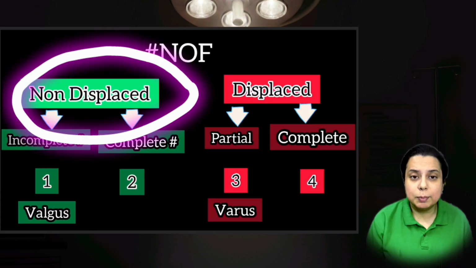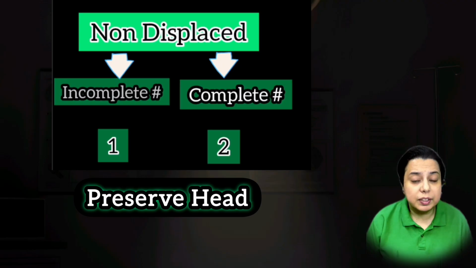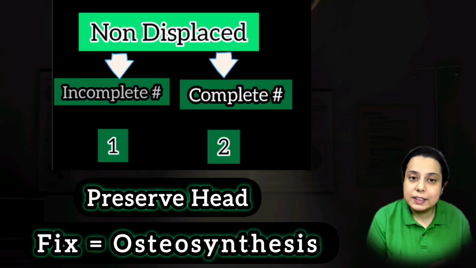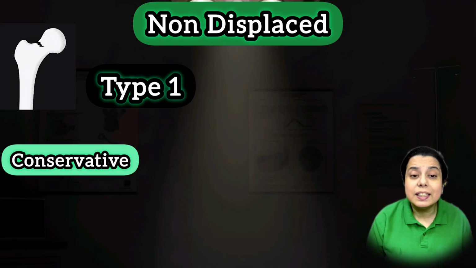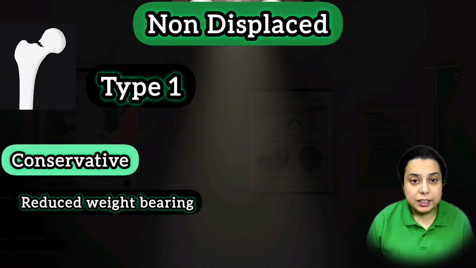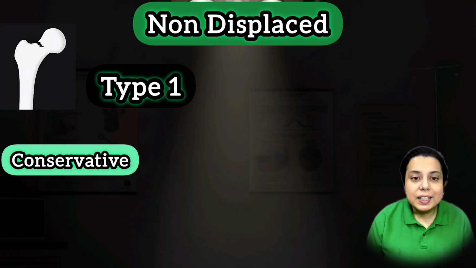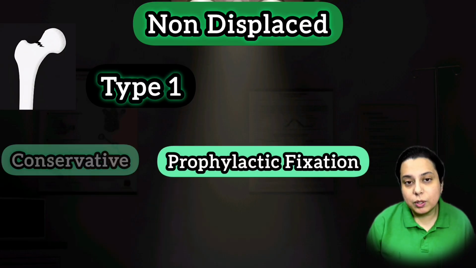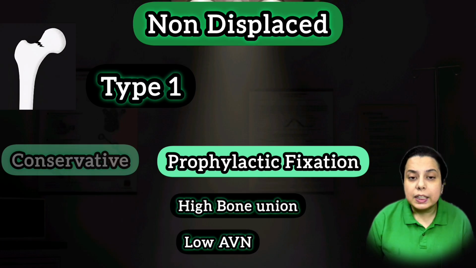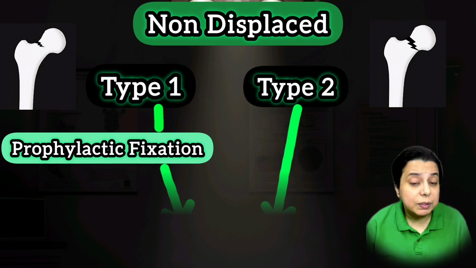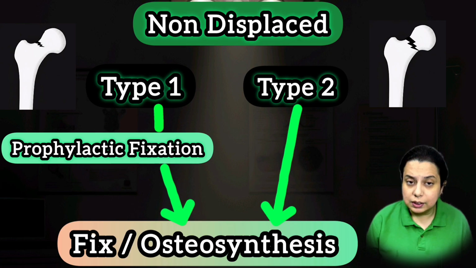Now, in the undisplaced subset, that is Garden type 1 and type 2, we try to preserve the femoral head and opt for fixation or osteosynthesis. A Garden type 1 fracture can be tried conservatively with reduced weight bearing and close follow-up for displacement. However, prophylactic fixation is very commonly performed. Well, because union rates are very high, AVN rates are very low. Garden type 2 fractures and the type 1 fractures which were fixed prophylactically are managed by osteosynthesis, right?